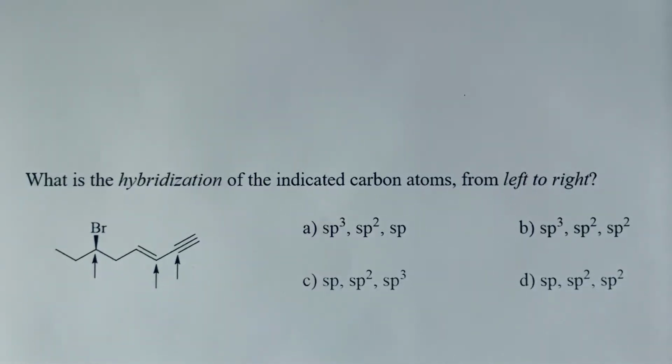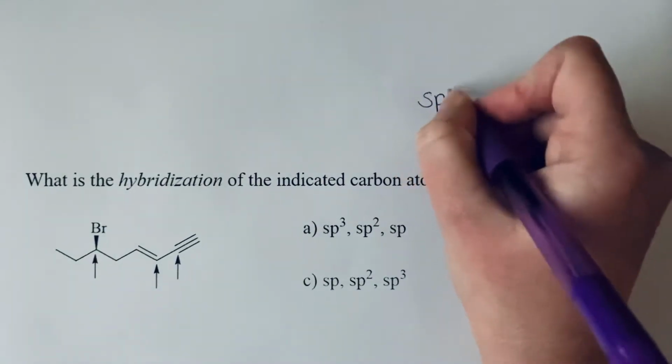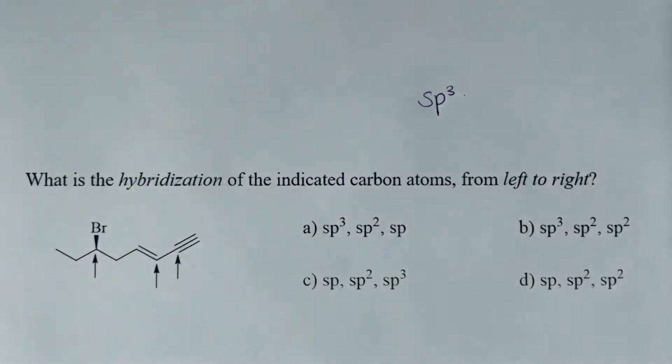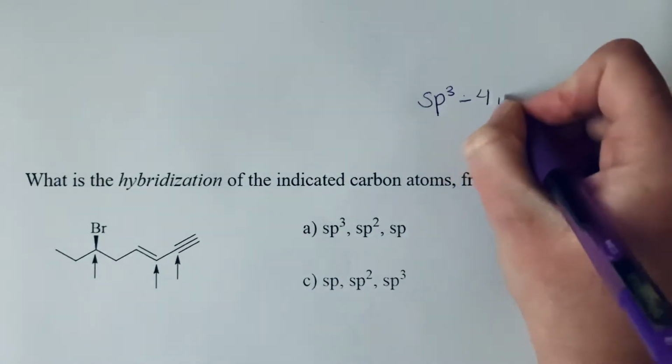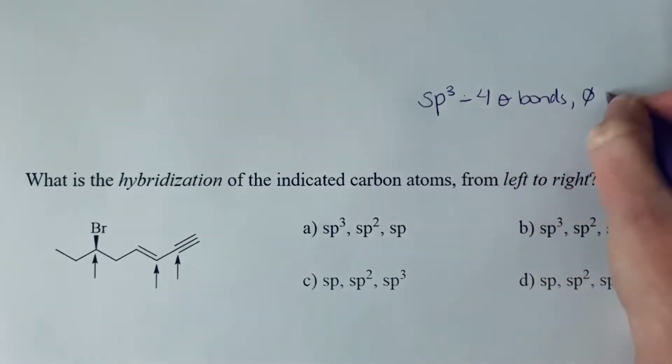What is the hybridization of the indicated carbon atoms from left to right? So if we're looking for the hybridization of carbon atoms, we have three possibilities. We can have a carbon that is sp3 hybridized, and we can recognize this as a carbon that is forming 4 sigma bonds and no pi bonds.